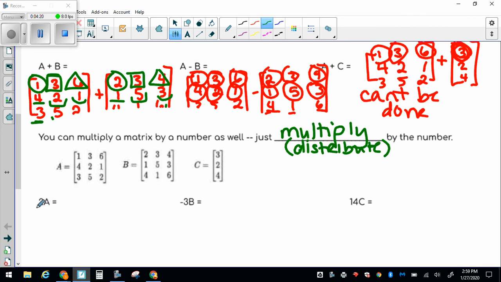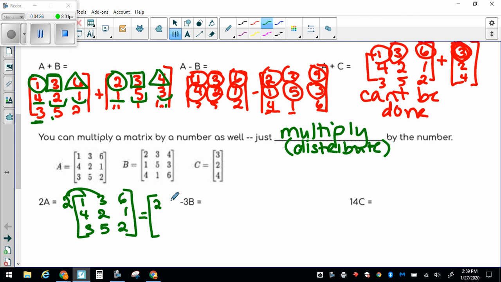So in this case, 2A. That's going to be 2 times A, which is 1, 3, 6, 4, 2, 1, 3, 5, 2. So if we just distribute, 2 times 1 makes 2. 2 times 3 is 6. 2 times 6 is 12. I know I'm running out of room here. 2 times 4 is 8. 2 times 2 is 4. 2 times 1 is 2. 2 times 3 is 6. 2 times 5 is 10. 2 times 2 is 4. So easy enough. You just distribute the 2 to every element in A.